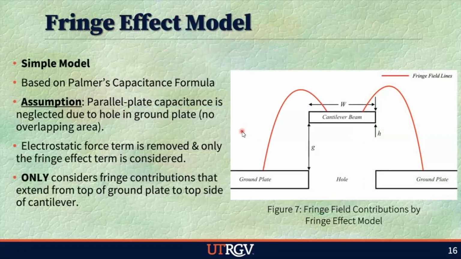The first model we used is the fringe effect model. This is a simple model that is based on Palmer's capacitance formula. The electrostatic force within the volume between the cantilever and the ground plate was assumed to be neglected, and only the fringe effect term was considered. Only fringe contributions acting on the top side of the cantilever are considered in this model.